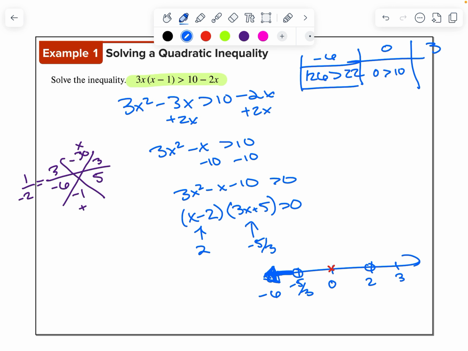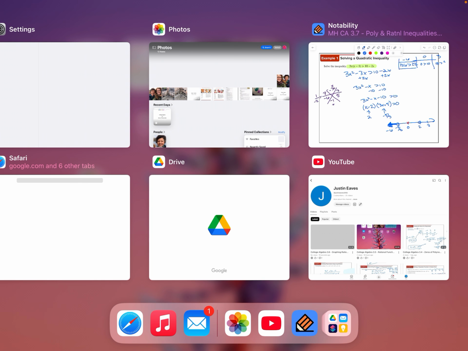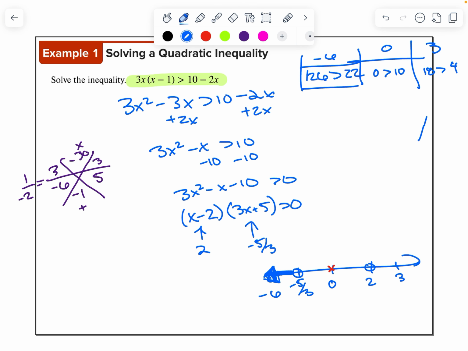Let's try 3. 3 times 3 minus 1 gives me 18, is greater than 10 minus 2 times 3, which gives me 4. Is 18 greater than 4? Yes, it is. And so we can shade that way.